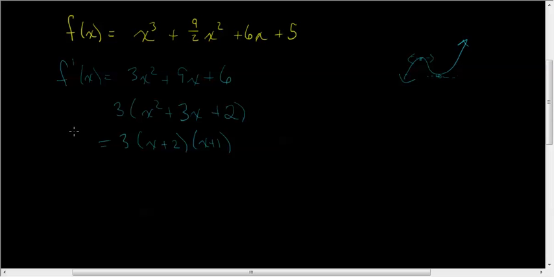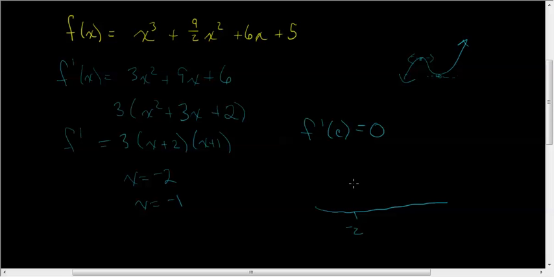So here's my function, 3 things multiplied together. What makes this function 0? Right, because a critical number I'm looking for, when is the first derivative 0? All right, the slope is 0. When do I have a horizontal tangent? That occurs at x equals -2 and x equals -1. Now I'm going to take this a little bit further than your book does right now. Alright, I'm going to say at -2 I have a 0, and at -1 I have a 0.